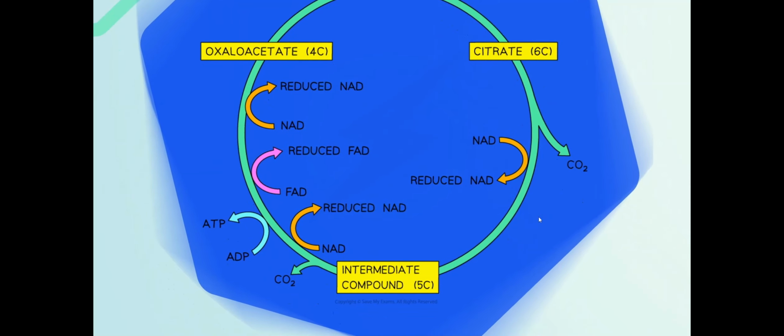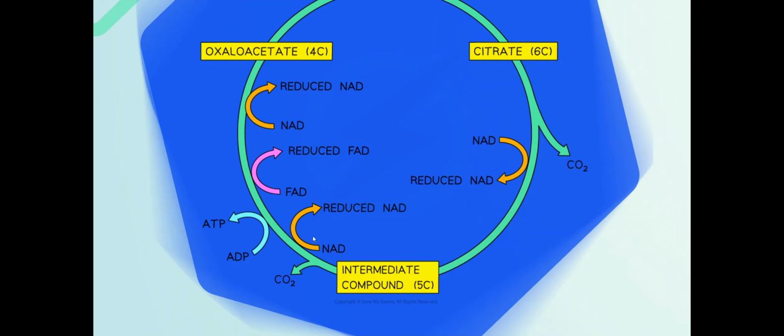Now, the citrate releases a carbon, and due to the release of carbon, it forms an intermediate compound, which is a five-carbon compound because it loses one carbon. And this carbon that it loses, it combines with oxygen to form carbon dioxide. So basically, the NAD here, what happens when carbon is released? When carbon is released, hydrogen is also released with the carbon. And when hydrogen is released, the NAD gains the hydrogen and becomes reduced.